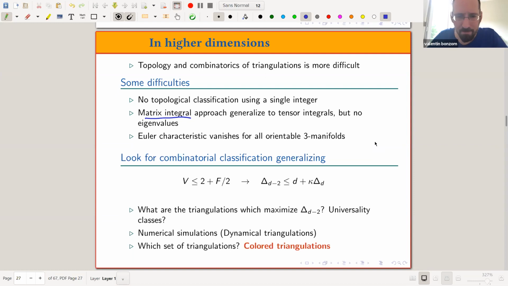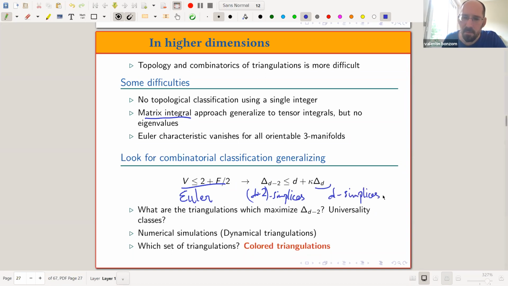So instead, what we did was to look at some combinatorial classification. And remember, this equation here comes from Euler. Basically what we want to do is generalize it to saying that the number of d-2 simplices satisfies a linear bound with respect to the number of d simplices. So that would be a combinatorial generalization of Euler's formula.